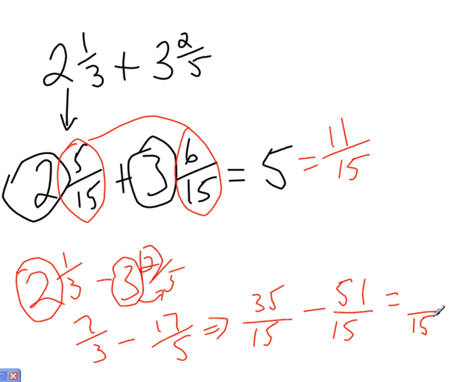35 subtract 51 will give us a negative answer, and we will end up getting negative 16. Well, we have an improper fraction. We can leave it as negative 16 over 15, or we can say that this is negative 1 and 1/15.